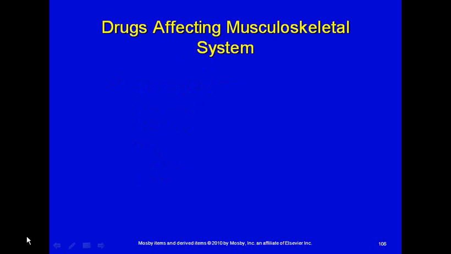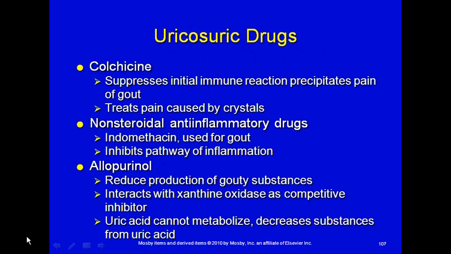Drugs affecting the musculoskeletal system. Uricosuric drugs are drugs that suppress the production of uric acid. When a person creates a lot of excess uric acid, then crystals are formed in the blood, and those crystals are very, very painful.